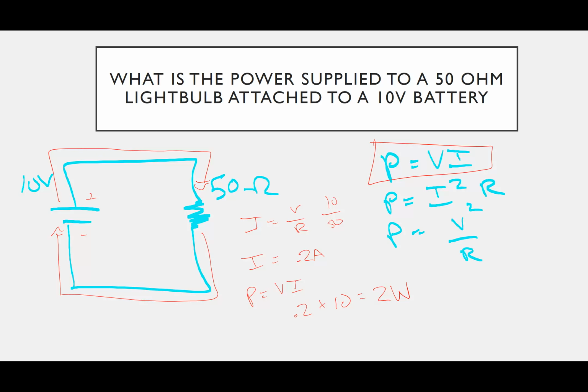Or if I just wanted to solve it in one easy scenario, I could have used this one down at the bottom. This way I don't even have to solve for current. So this is just saying voltage squared. So 10 volts times 10 volts divided by 50 ohms. 10 times 10 is 100. Divided by 50 is also 2 watts. So everything checks out. I get the same answer. So it's just giving us an alternative way to solve, an easier way to solve, so that we don't have to go through everything and we can solve faster, which is what we're always looking to do. All right, so that's that.